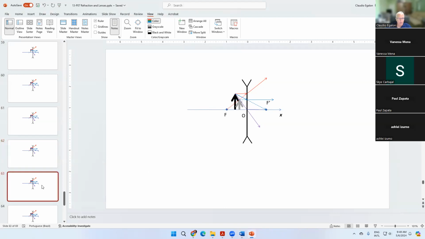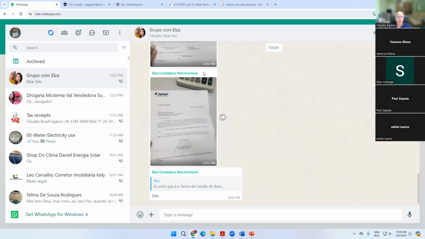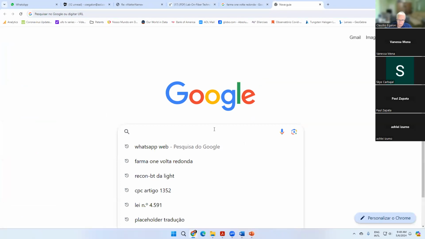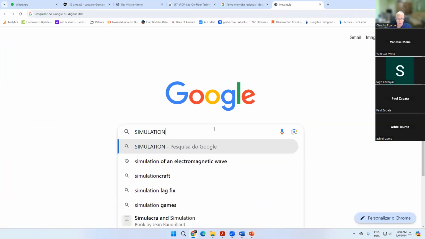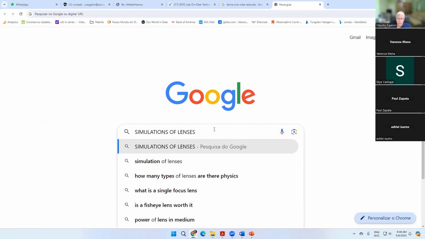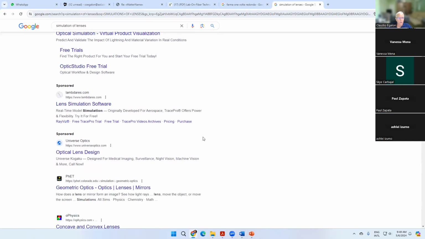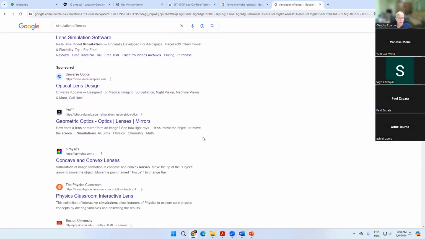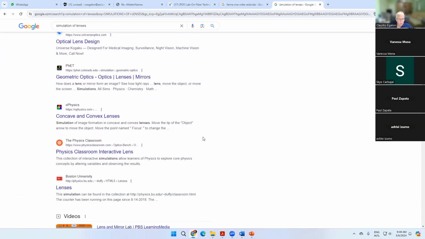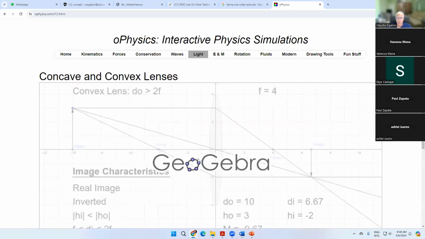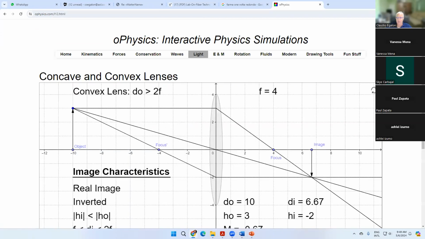And we have simulations. It's 9:48, and we're going to go for our break very soon. Simulation of lenses. Let's see, optical simulation, optical lens design, geometrical optics. Let's check this one here. Oh yeah, here you go.